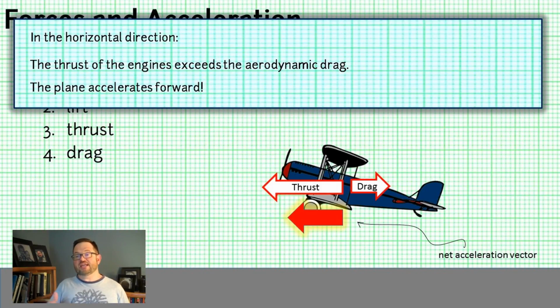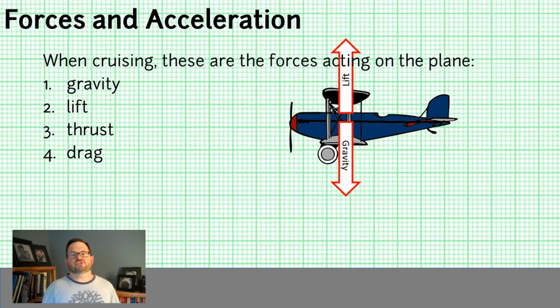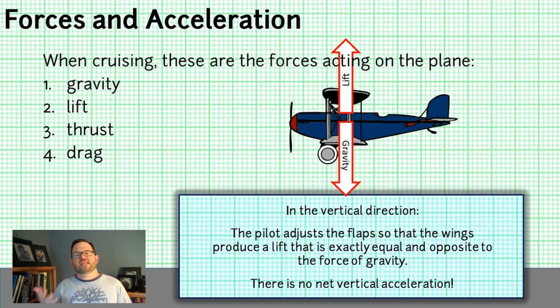Just to kind of complete the analogy here, how about when we're at cruising altitude? Okay, so here's my little biplane cruising along. Now, when the plane is cruising along, it's not climbing and it's not descending. The pilot has adjusted the trim on the wings, on the flaps, so that the wings are producing a certain amount of lift.